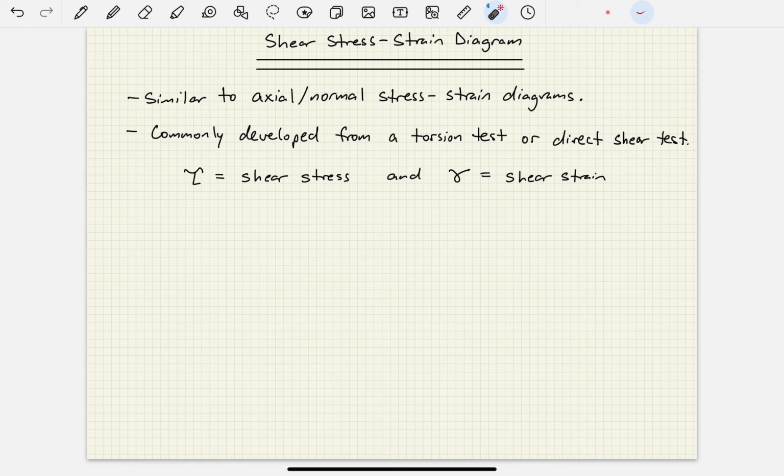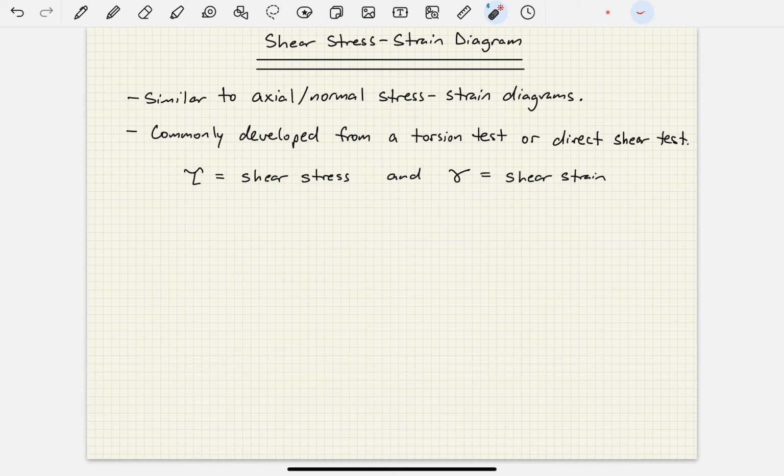First thing we want to note is that it is going to be quite similar to the axial or normal stress-strain diagrams that we've studied before. There will be some key differences that we're going to talk about later in this video, but in general it's pretty similar to stress-strain diagrams and relations that we have seen previously.